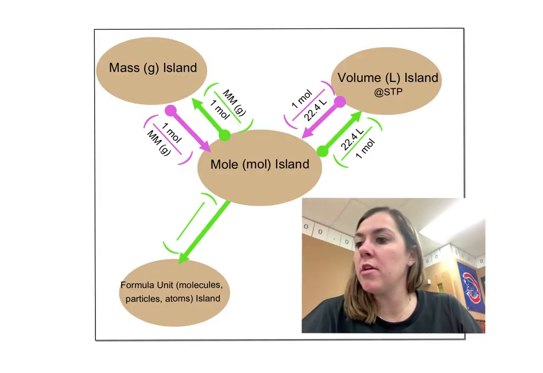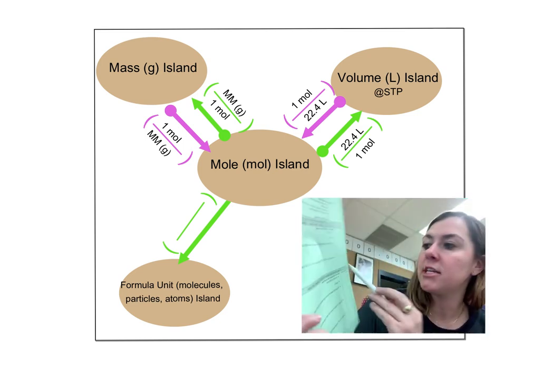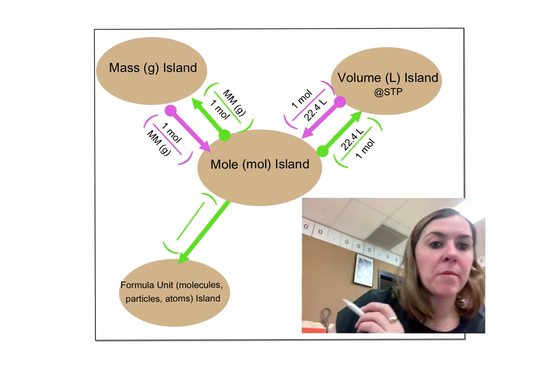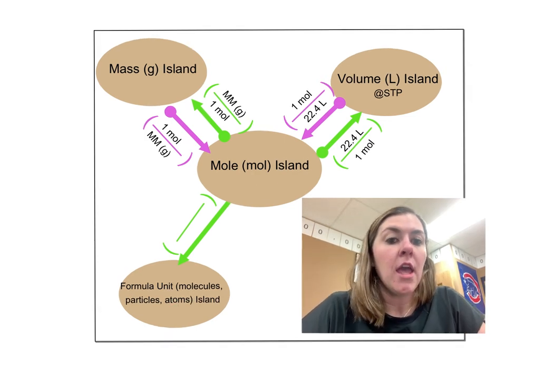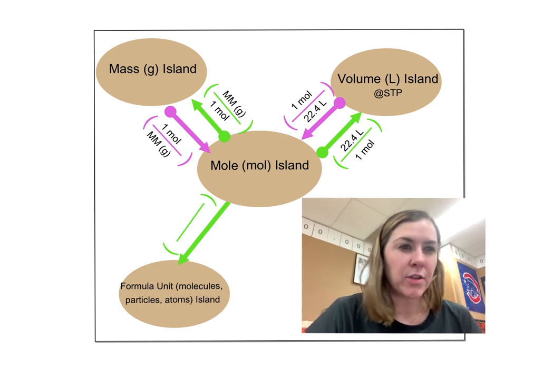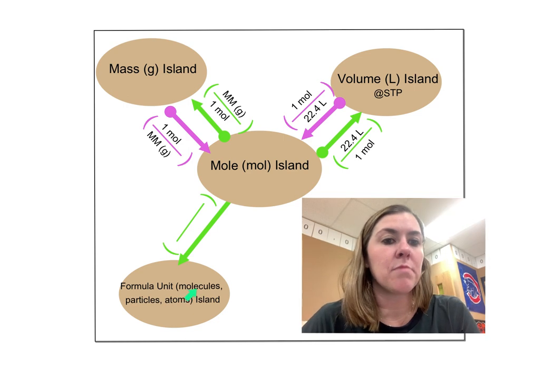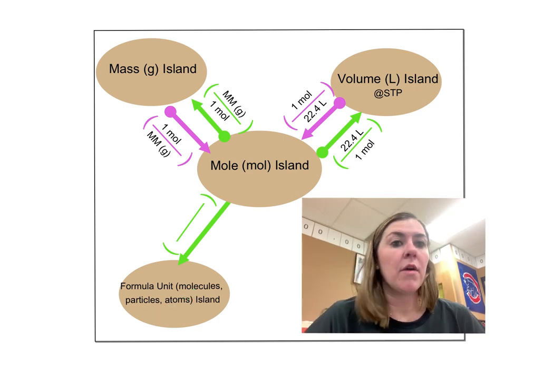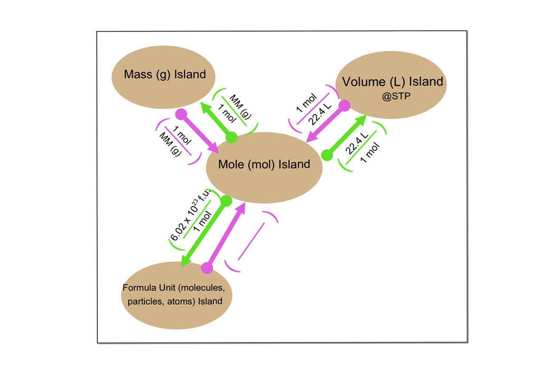All right, so in our notes, it now says create your own. So after we did the volume section, it now says create your own mole island to formula unit. So I want you to draw formula unit island for me and make a note. Formula unit can mean molecule, particle, or atom. So formula unit is kind of a generic term for particle, but you'll see the word molecule, atoms, or particle when we're discussing formula units. Now we finally get to use Avogadro's number, the one we talked about in the beginning.